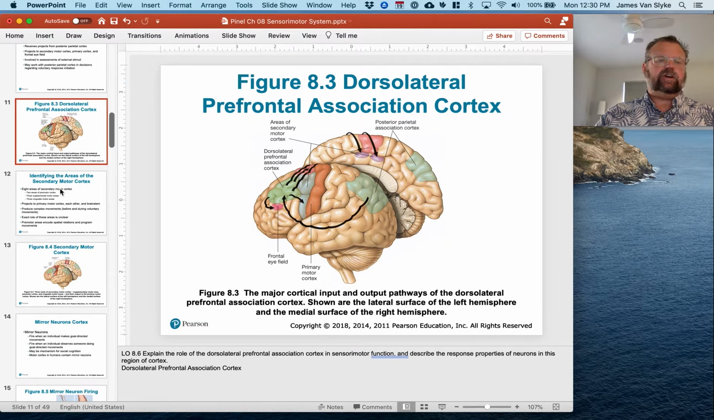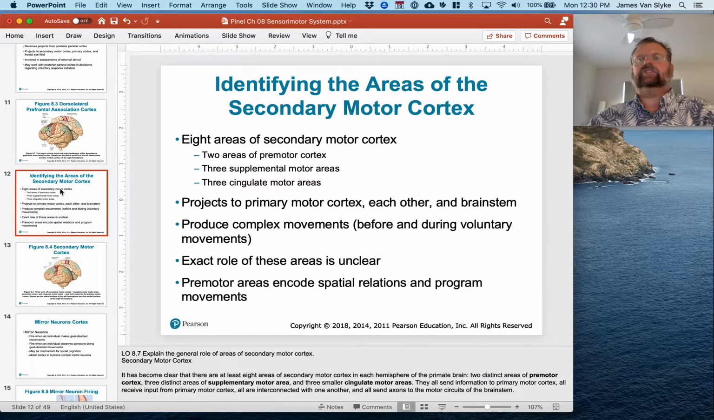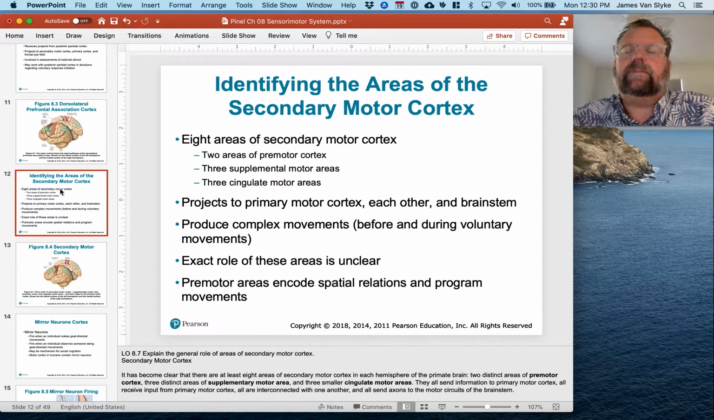Now, when we begin to look at secondary motor cortex, there's actually several areas involved. And we're going to be looking at 8 areas that make up what is known as the secondary motor cortex. So there's 2 areas of the premotor cortex, and the premotor cortex is the cortex directly in front of the motor cortex. So remember from before, we have the central sulcus, then we have the motor cortex, then we have the premotor cortex. So it's 2 areas from that. There's 3 supplemental motor areas, and then 3 areas of the cingulate.